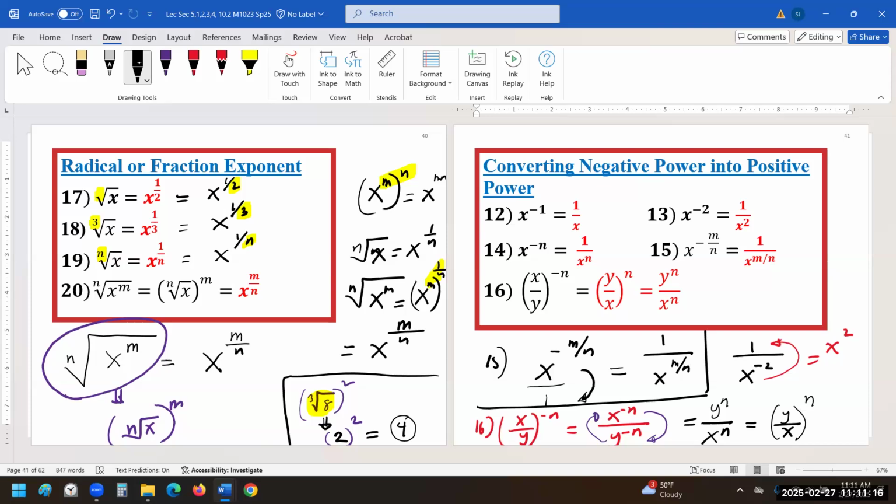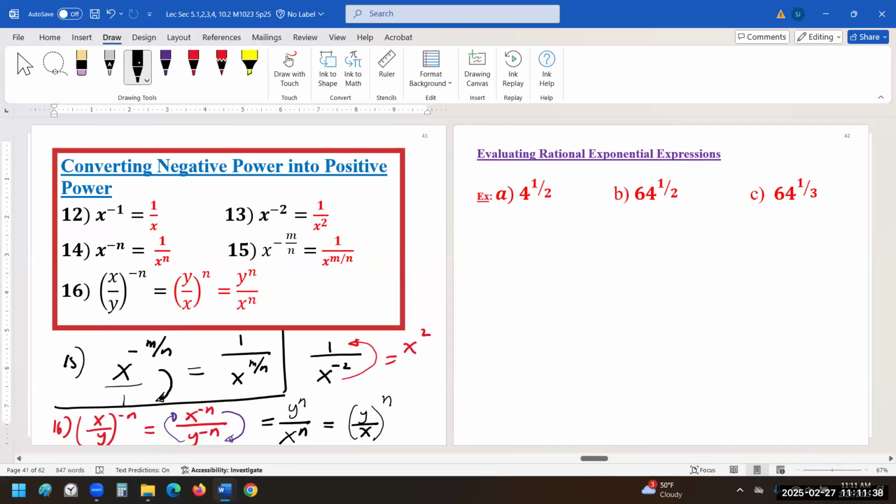Any questions so far? No? So these are the new sets of rules. And yes, you must remember them for the exam. Combining these rules plus the previous rules, I'm going to give you 35 questions only on rules. Okay.